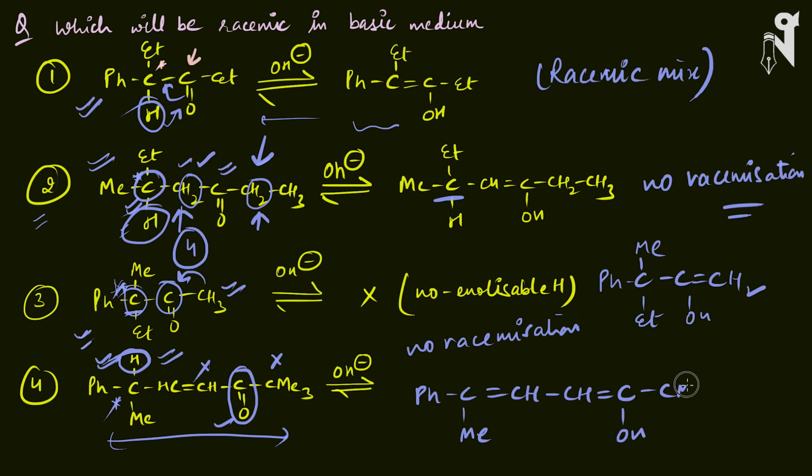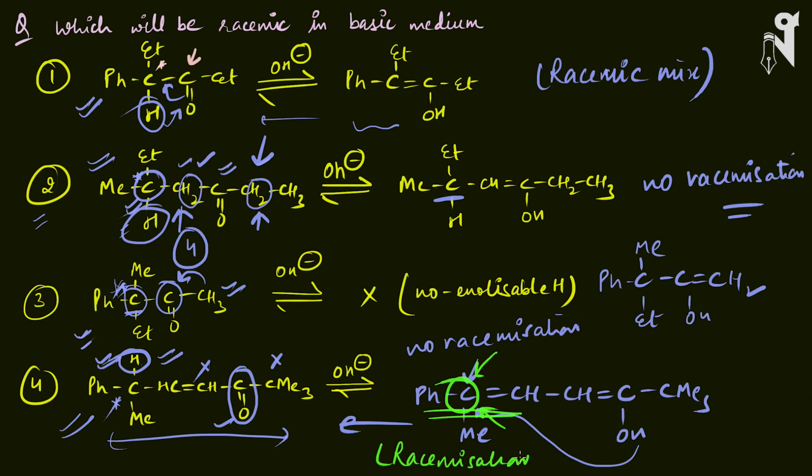This is what will be the product, and once the enol is formed, it will again get back to the keto form. Then in the basic medium, it will get converted into its respective keto. When it gets converted into its respective keto, the hydrogen will come back at this position from here. When this hydrogen comes back at this position, at that time hydrogen can come from front or can come from back, because this is planar right now, and this is capable of doing racemization. So racemization will happen.